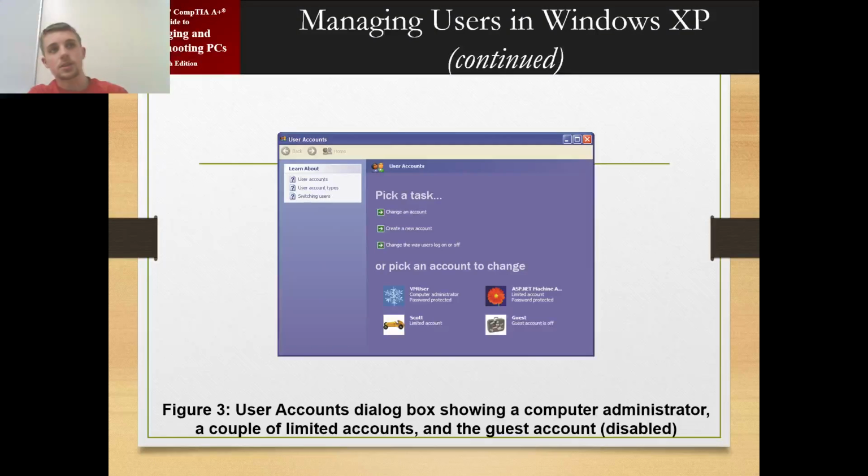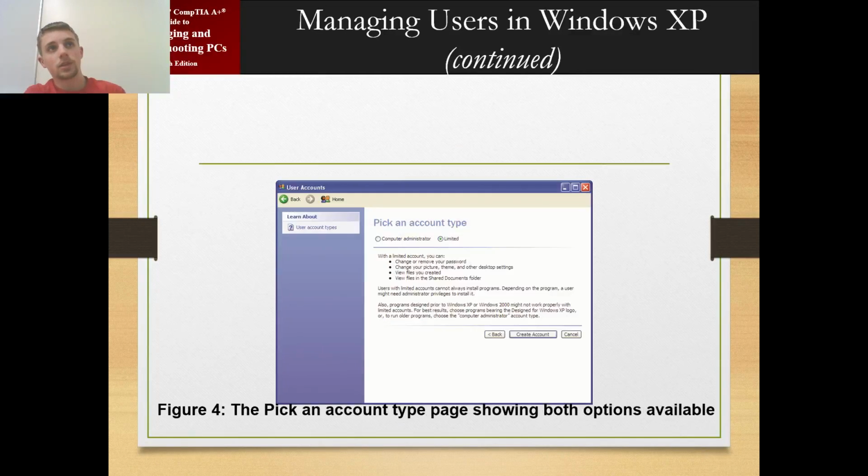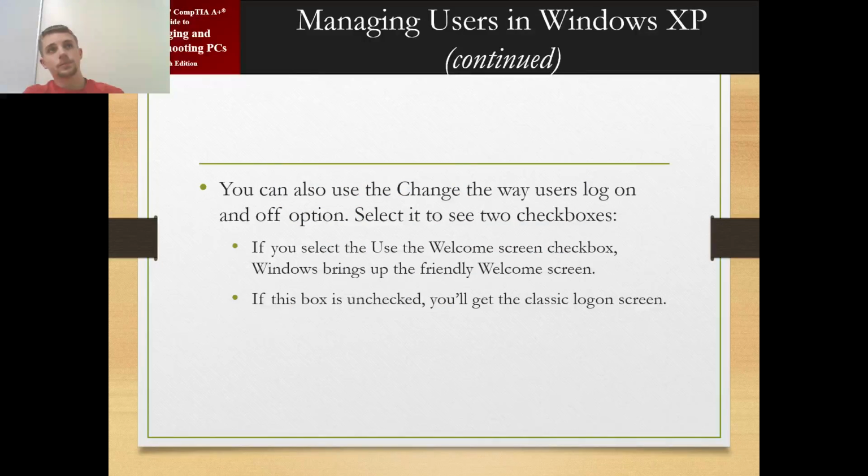So yeah, this is just kind of what it looks like if you're an admin. Maybe they'll show it. Yeah, and then one of the steps, picking if it's an administrator or limited. So that's two ways you can log in. There's like a friendly page where it shows all the available users, and then there's a classic logon screen where you have to actually physically enter in the name of your user and your password.